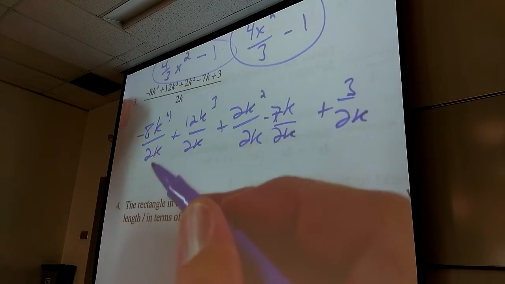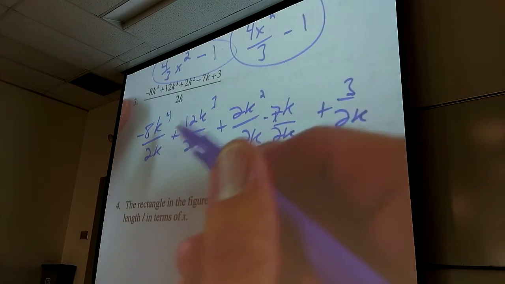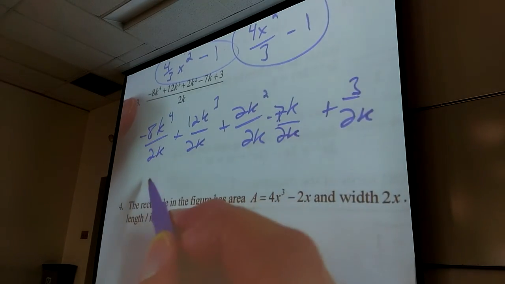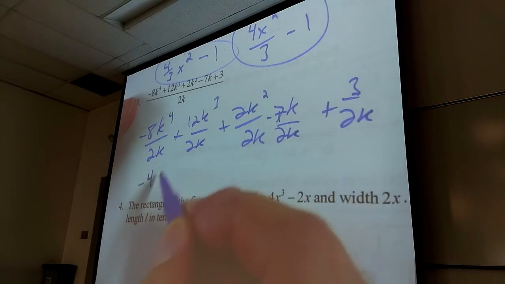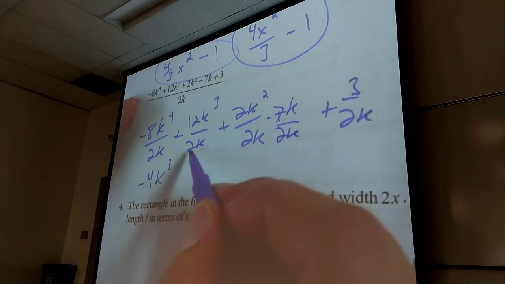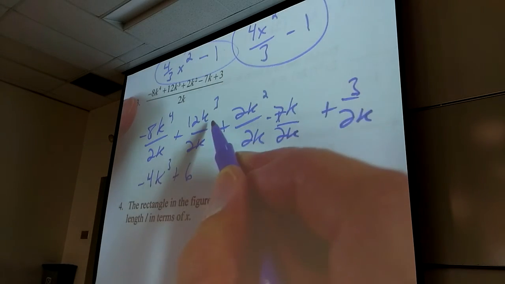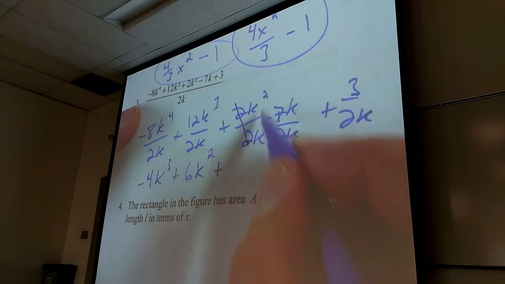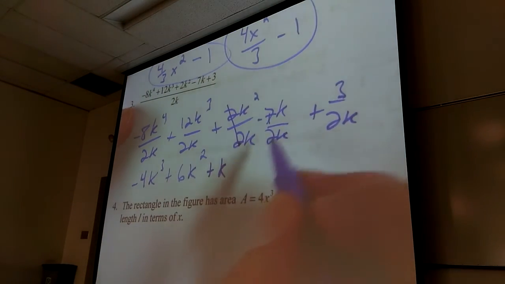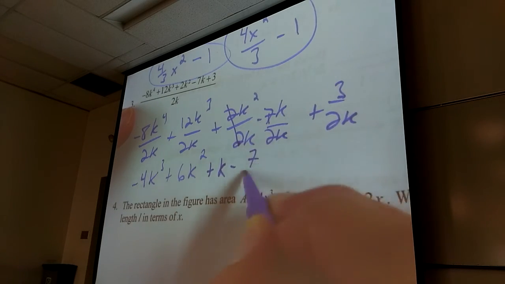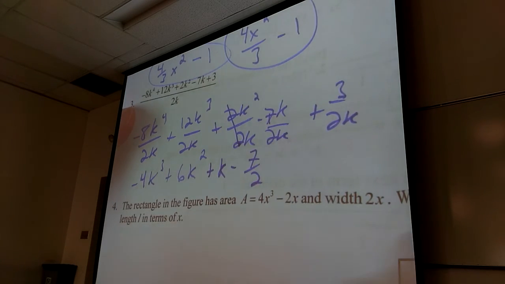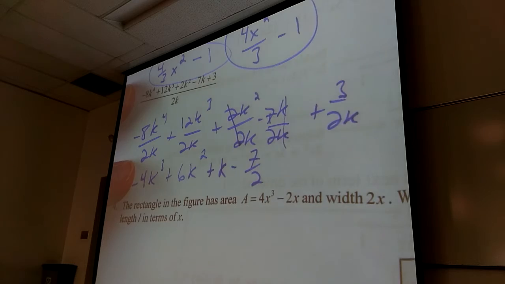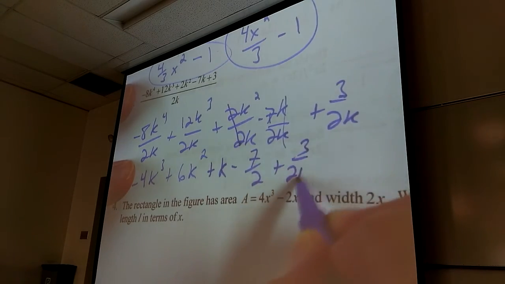For each piece, you just reduce the fraction of numbers, and then use the properties of powers for the other piece. -8 divided by 2. How many k's are you left with? 3. 12 divided by 2, 6, k squared. Plus k, 1 k left. Minus 7 over 2. Don't make it 3.5, leave it as a fraction. Plus 3 over 2k, because nothing cancels there.